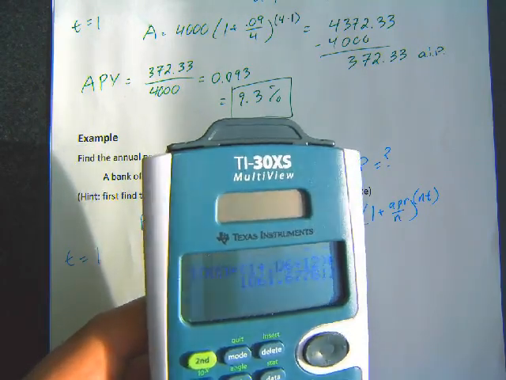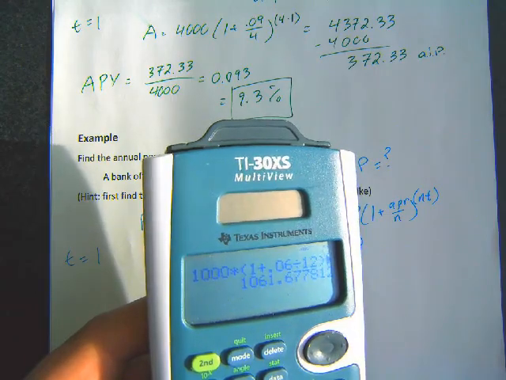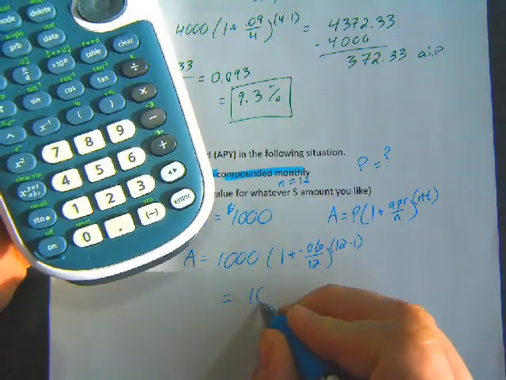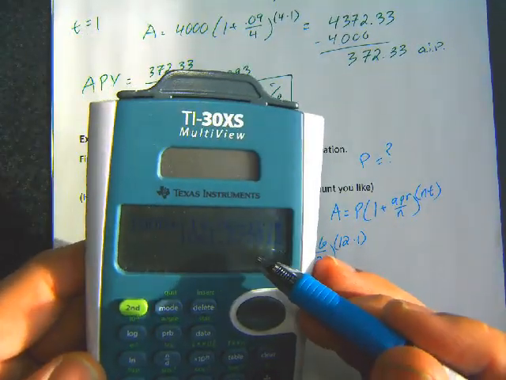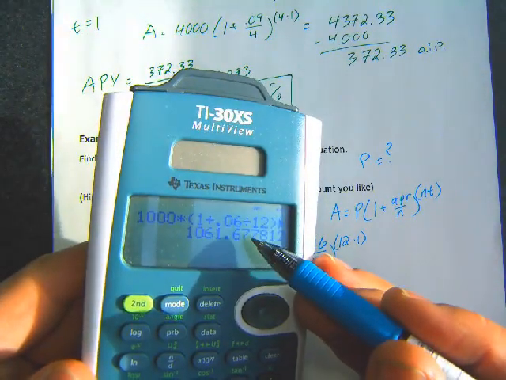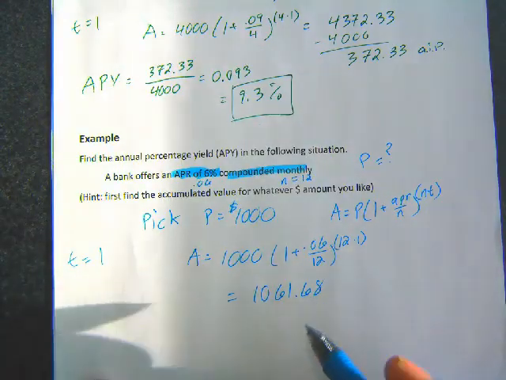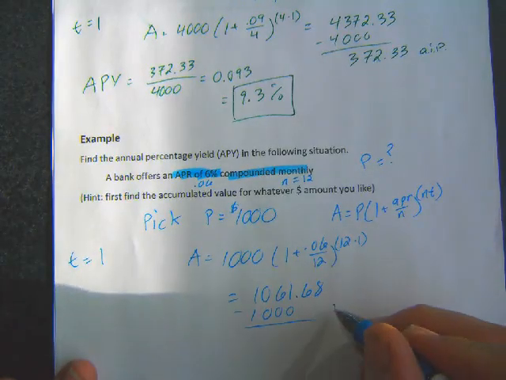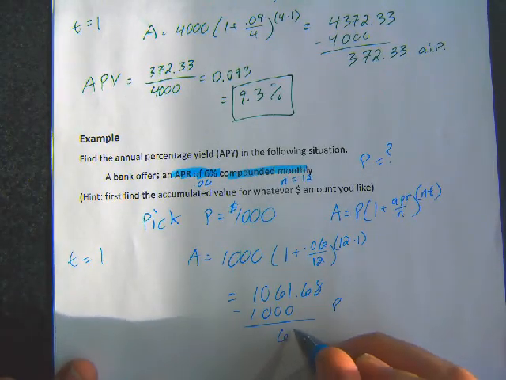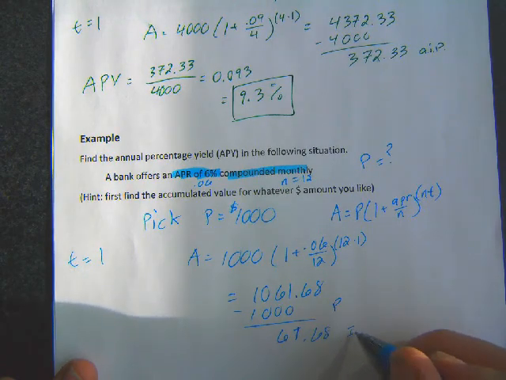But that gives us, after 1 year, we're going to have $1,061.68, rounding to the nearest penny. So rounding just to the second decimal spot. The 7 makes it go up. That's after 1 year. We subtract the $1,000 that we started with. So that's our principal. And so we end up with an interest payment of $61.68. That's our interest.